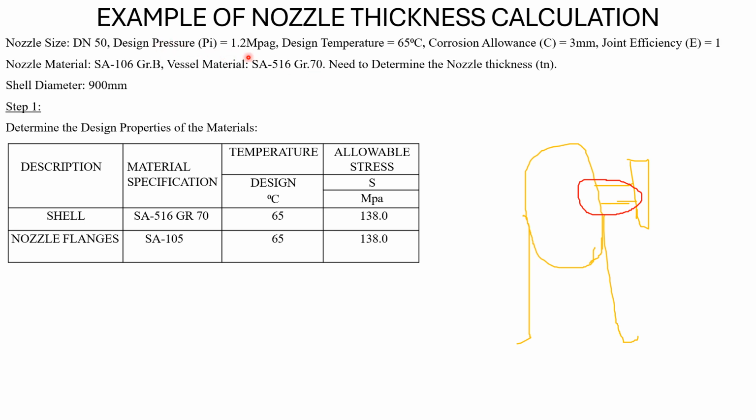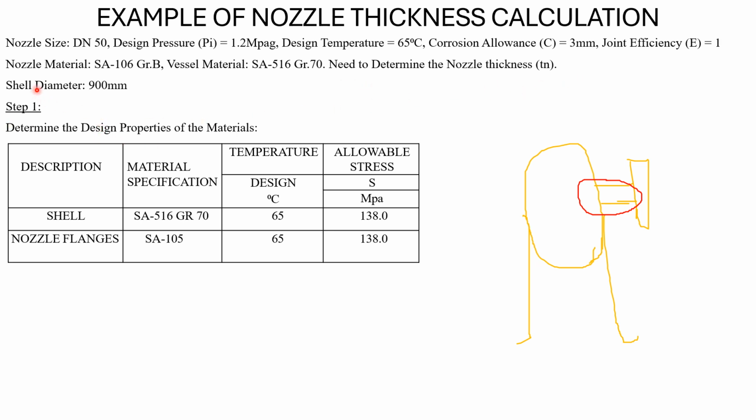Internal design pressure is 1.2 megapascal, which is around 12 bar. Design temperature is 65 degrees centigrade. Corrosion allowance 3 mm. Joint efficiency is 1; they have provided it as 1. Sometimes it can be 0.85 or 0.7 also, depending upon your radiography. Go to my previous video to see how to determine the joint efficiency as 1 or 0.85 based on the radiography. Nozzle material is SA106 grade B, and vessel material SA516 grade 70. Determine the nozzle thickness.